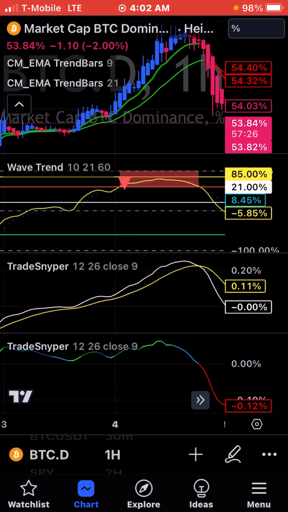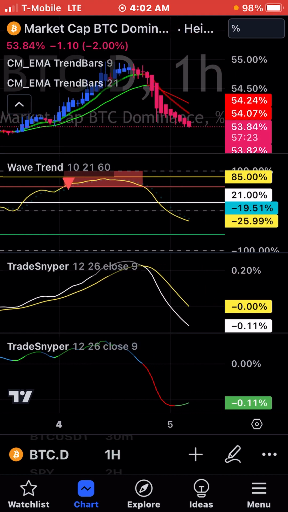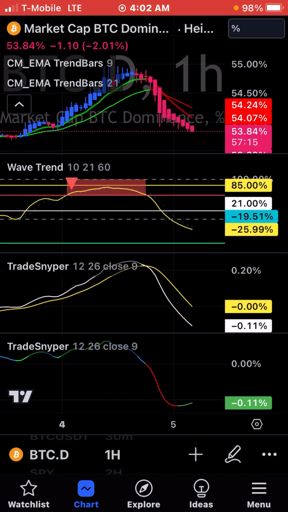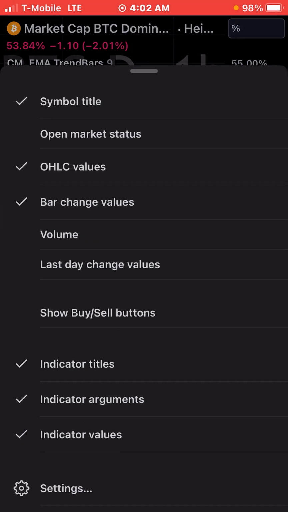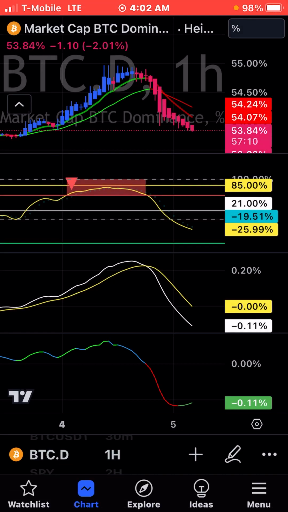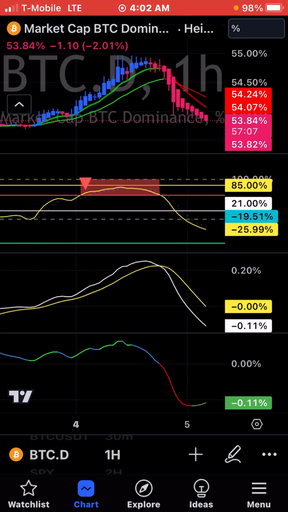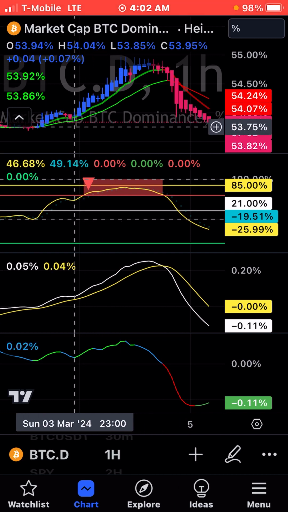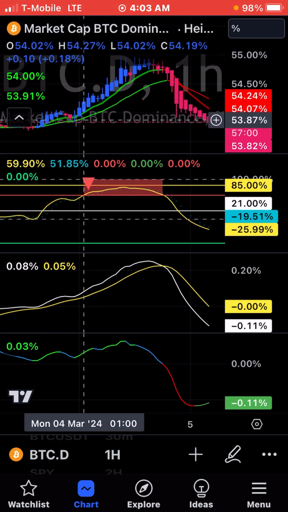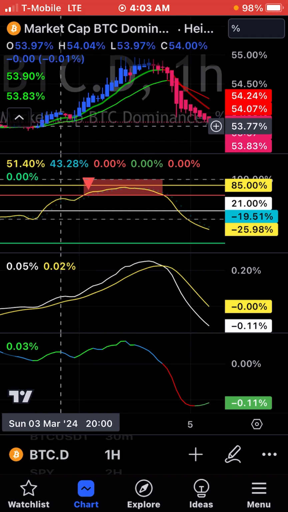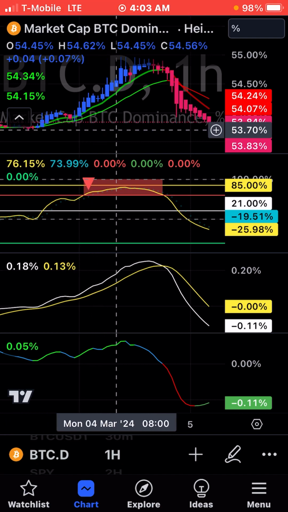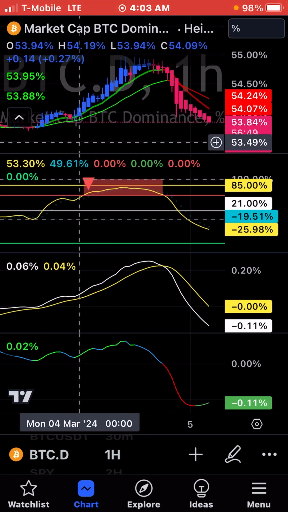Now, this is the Bitcoin dominance. So usually when you do this, you can find your signals very early on if you do it on the Bitcoin dominance. So what you want to do is let me just remove all this clutter here. Okay. So what you really want to do is make sure everything's checking off. You want to make sure that your wave trend looks like it's going up. You want to make sure it's crossing on the MACD with the Trade Sniper, and you want to make sure that the color-coded Trade Sniper down here is giving you a good signal too.